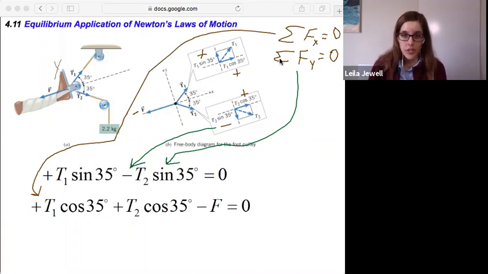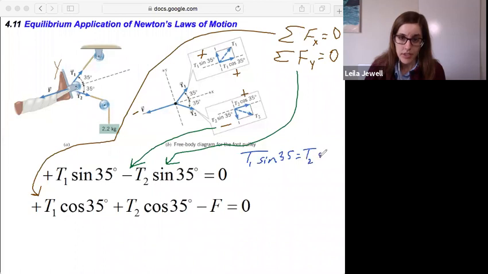All right, so if we go to solve, we could start with this top one. I could add T2 sine of 35 to the other side. So I'd have T1 sine of 35 is just equal to T2 sine of 35. So the sine of 35 is the same on both sides.